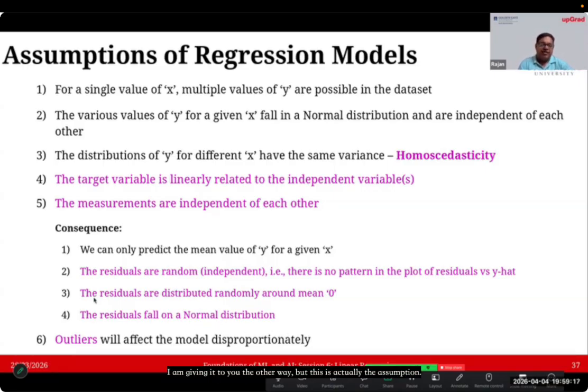The other assumption is that the residuals are normally distributed. And finally, there is one other assumption, namely, there is no outlier in the model.